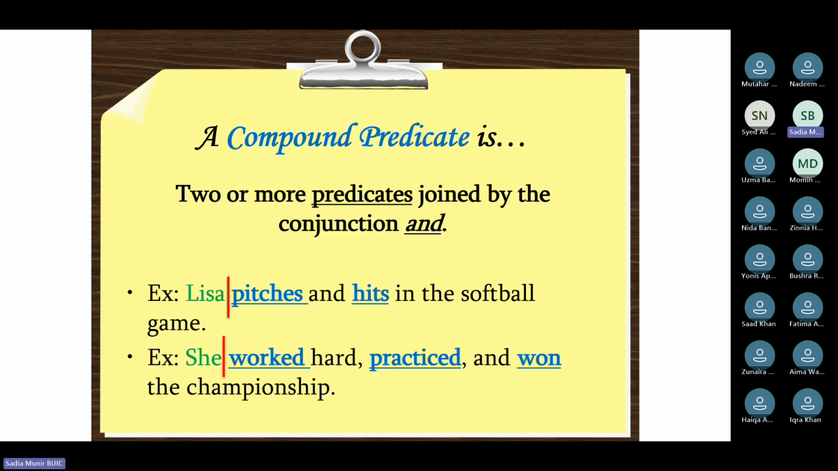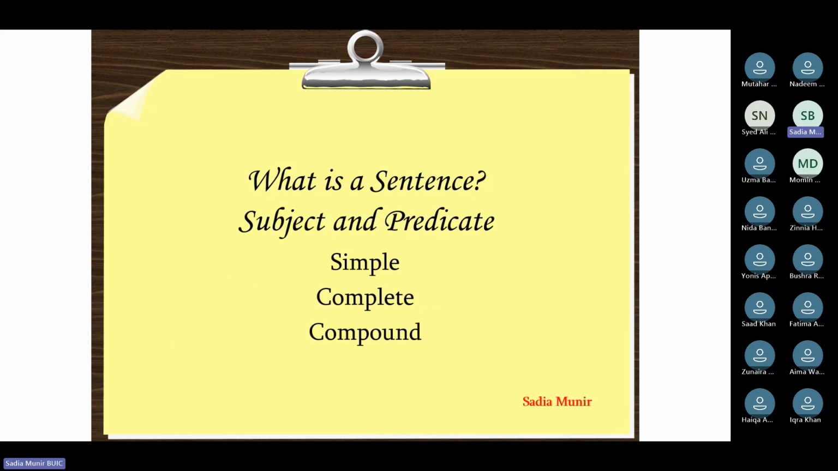I hope this is clear. It was a very easy task. समझ आ गई बेटे? Have you understood these three types of subjects and predicates? Simple, complete and compound.